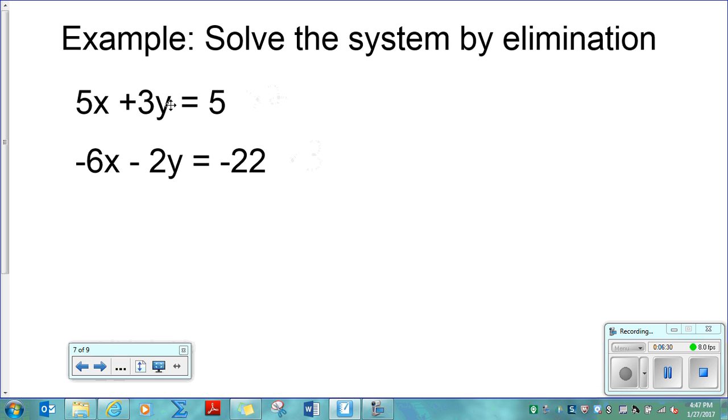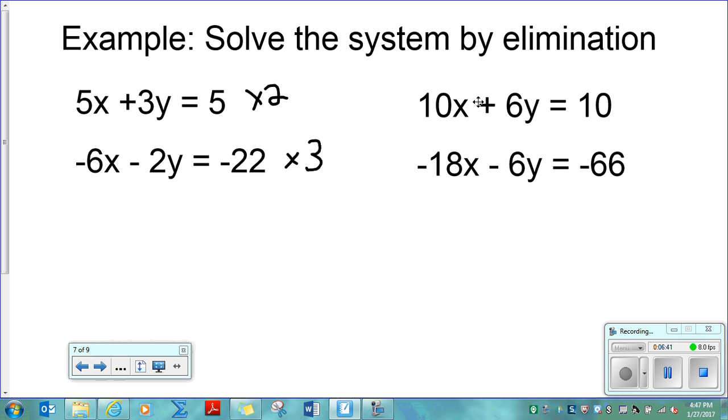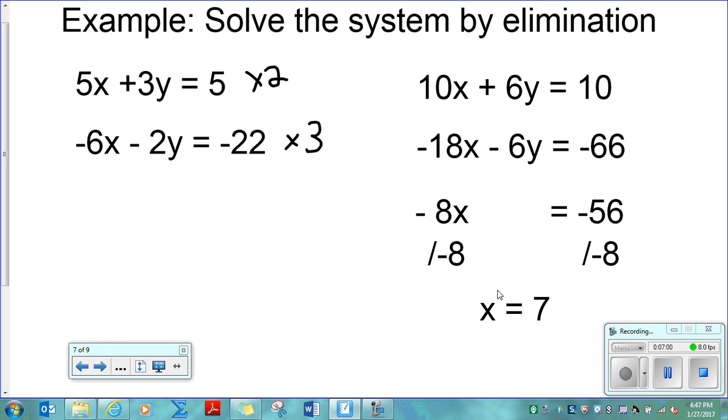So I'm going to pick to get rid of the y. So I'm going to multiply this one. The only thing that 3 and 2 have in common is 6. So I'm going to multiply this one by 2 and this one by 3. So that gives me 10x plus 6y equals 10, and negative 18x minus 6y equals negative 66. So now I'm just going to go ahead and combine them. So I get negative 8x, the y's cancel out, and this gives me negative 56. Solve for the x by dividing everything by negative 8, and you get x equals 7.